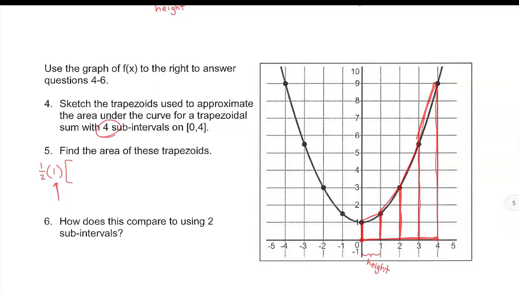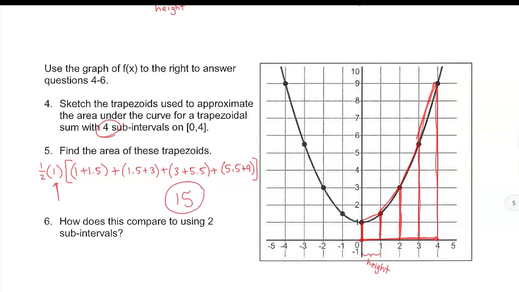The first base is a 1 and the next one is a 1.5. So this comes from the first trapezoid. The next trapezoid is 1.5 and 3. The next one is 3 and 5.5. The last one is 5.5 and 9. That sum is 15. And that's really good, 15. That's a very good approximation.